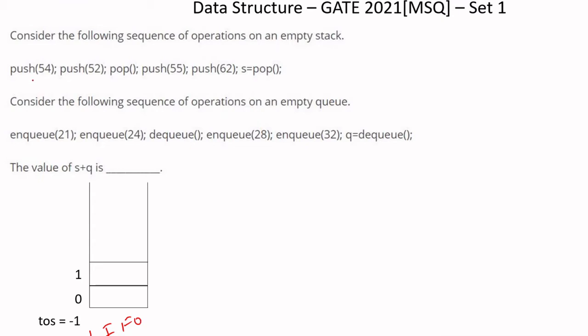So we have to push 54 first. So we will increment the top of the stack pointer from -1 to 0 and we will push 54 onto it. Now we have to push 52 onto it. So again, the top of the stack pointer will get incremented from 0 to 1 and then we will push 52 onto the stack. Now we have to pop one element. So 52 will get deleted from here and our new stack will look like this.